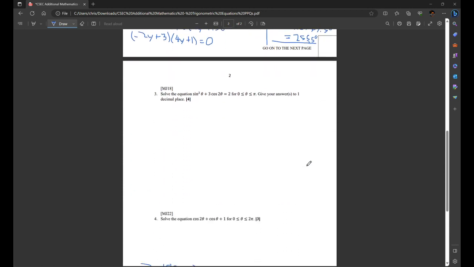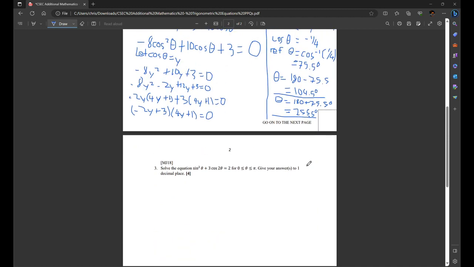Number 3, we have an instance where we're going to have to use sine squared theta plus 3 cos 2 theta, right? So we're going to have to use the double angle formula for cos, which, if you remember from last time, the trig identities video, cos 2 theta has multiple different ways of being written. So let's see which way is going to be most beneficial for us here.